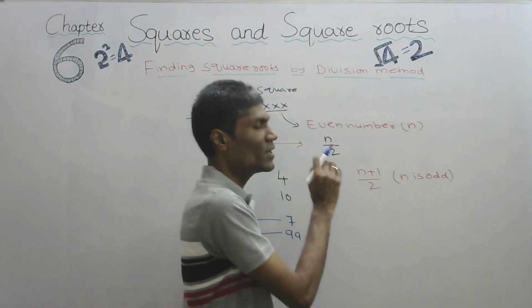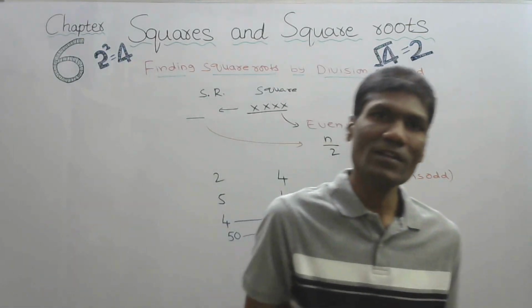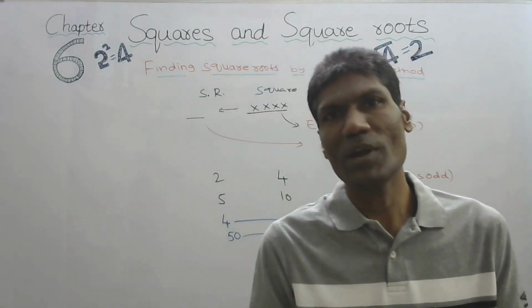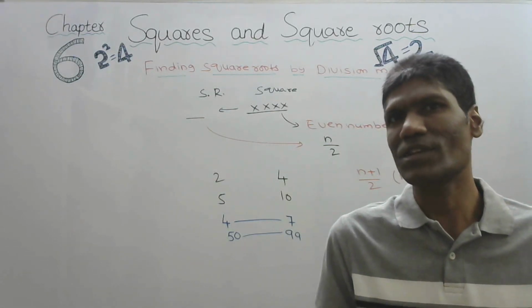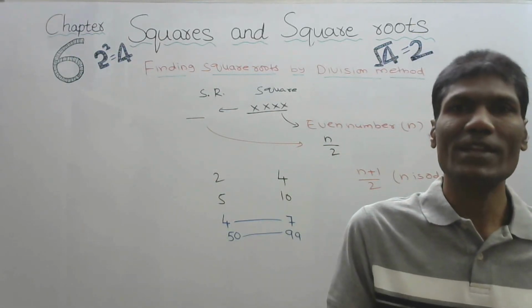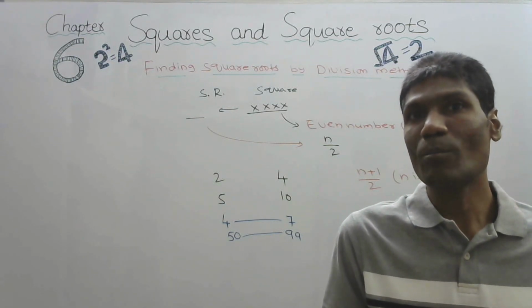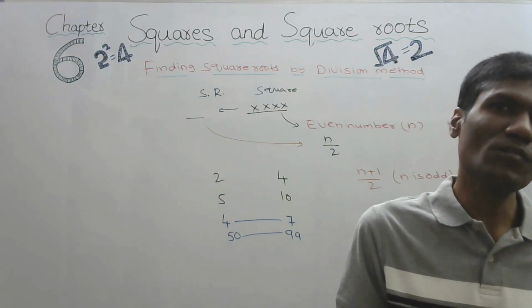So the formula is simple. If it is even, then directly we can say n by 2. If the number of digits in a square is an odd number, then in the square root we will get n plus 1 by 2 number of digits.